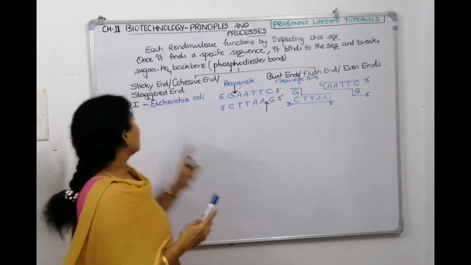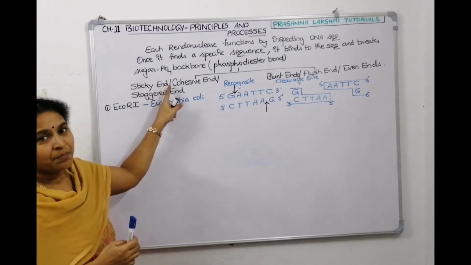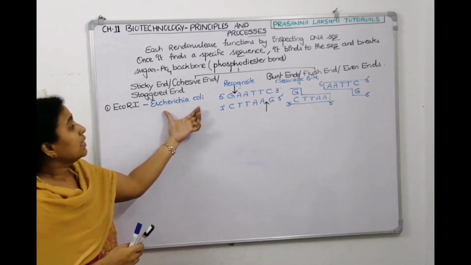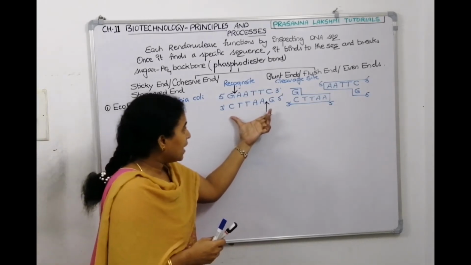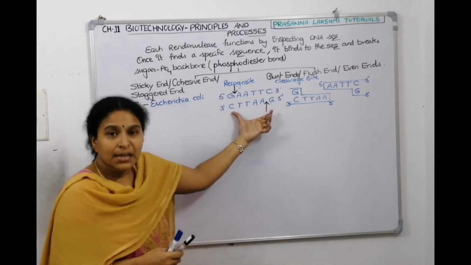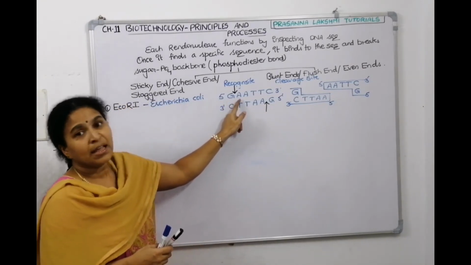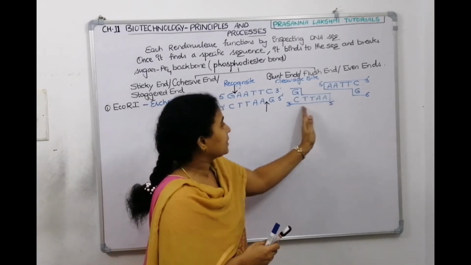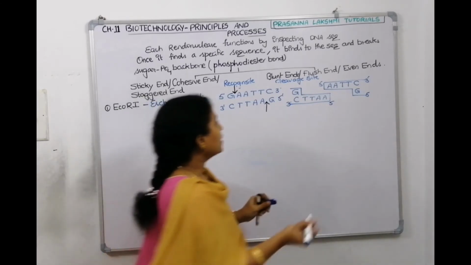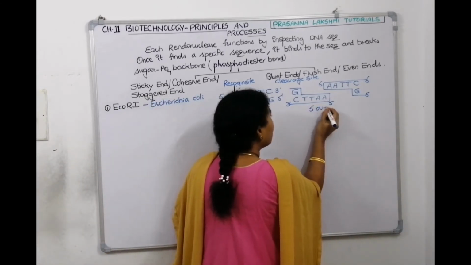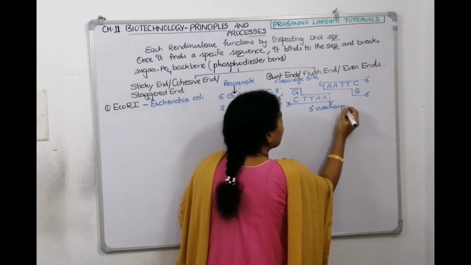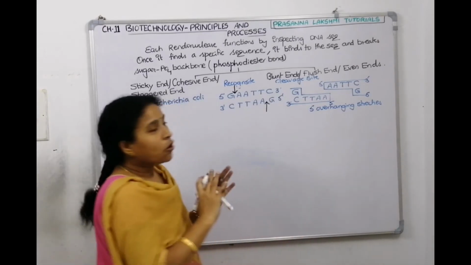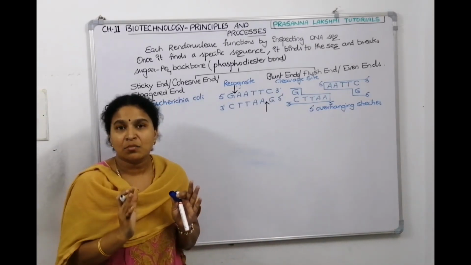So now that means EcoR1 gives sticky ends. EcoR1 is an enzyme extracted from Escherichia coli. Its recognition sequence is GAATTC. Its cleavage site is between G and A. After it cleaves, the DNA fragments are like this, single-stranded, overhanging stretches. 5 prime overhanging stretches you will get, which are complementary, which can easily make hydrogen bonds among themselves.